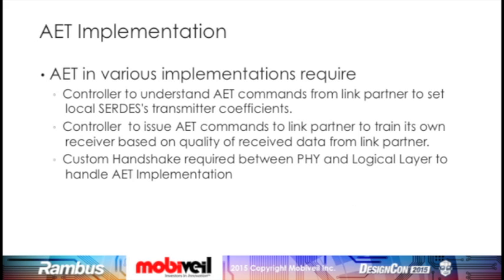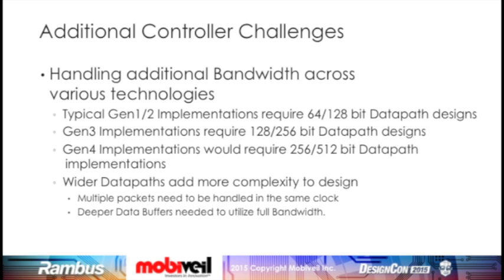Similarly, the controller should be able to issue these commands so that the link partner's PHY can set its transmitter coefficient, and then you can implement the mechanism so that on the receiver side you have the figure of merit or some sort of mechanism to see what is your bit error rate, and that's how you are going to be tuning. So the challenge as far as the controller is concerned is that in some of the interface specifications, there is a very well-defined interface between controller and PHY. You don't need to do any custom work.